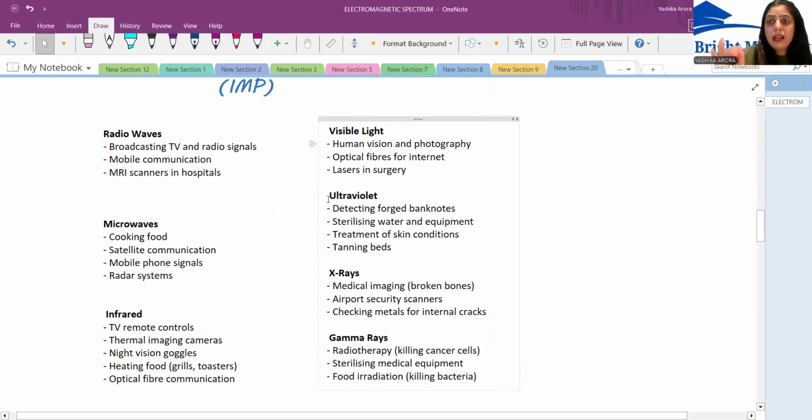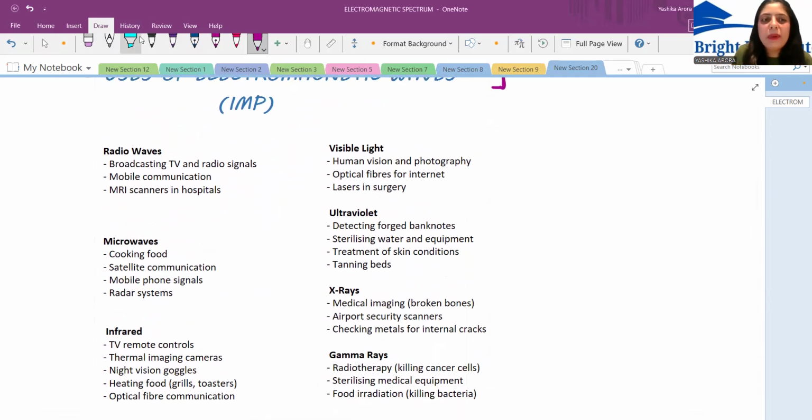So I'll just read the uses which I feel are pretty easy for me to remember. You can learn any ways. There are certain uses written here. So let's talk about the radio waves first. I prefer learning broadcasting TV and the radio signals, and then I can use it for MRI scanners in the hospitals. Okay, the microwave, as obvious, is used in cooking and satellite communication.